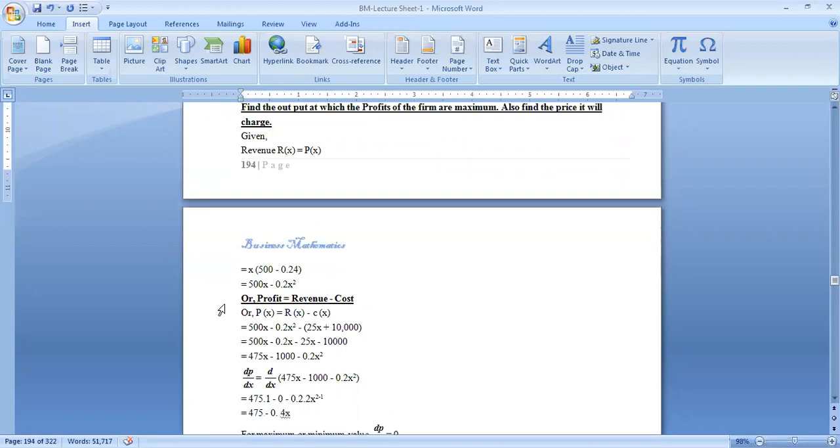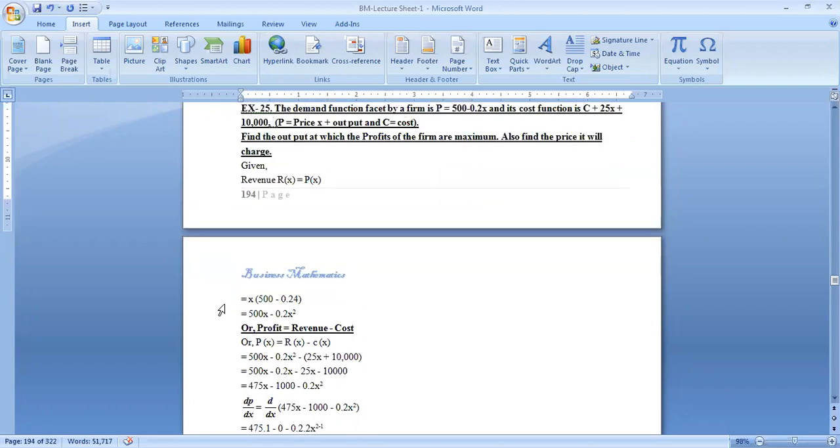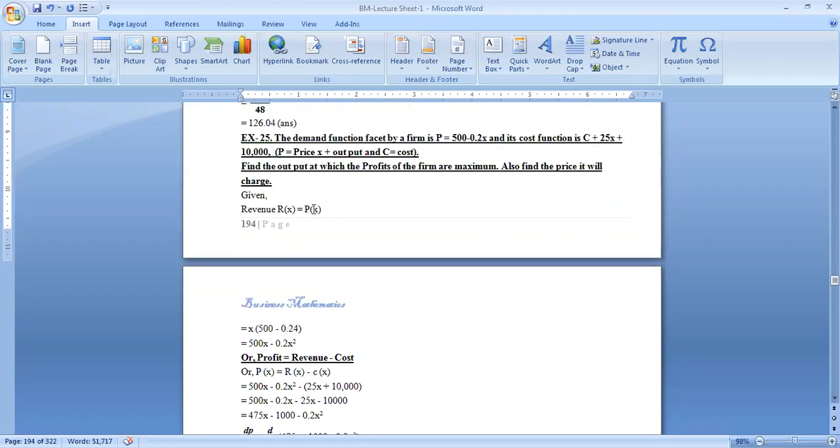Now profit equals to what will be? Revenue equals to what? P into x. Price multiplied by number of units, px. That means x into p equals to x into 500 minus 0.2x. This is the total revenue.